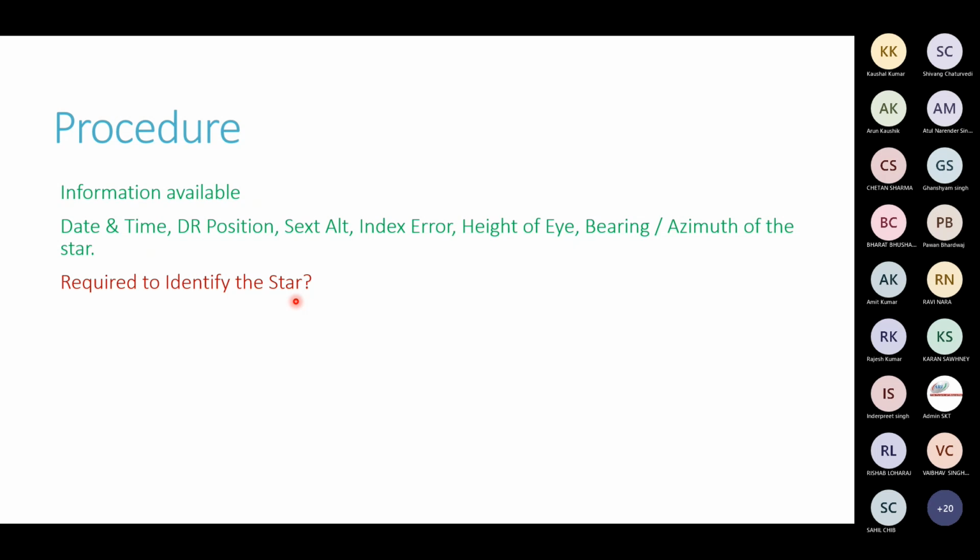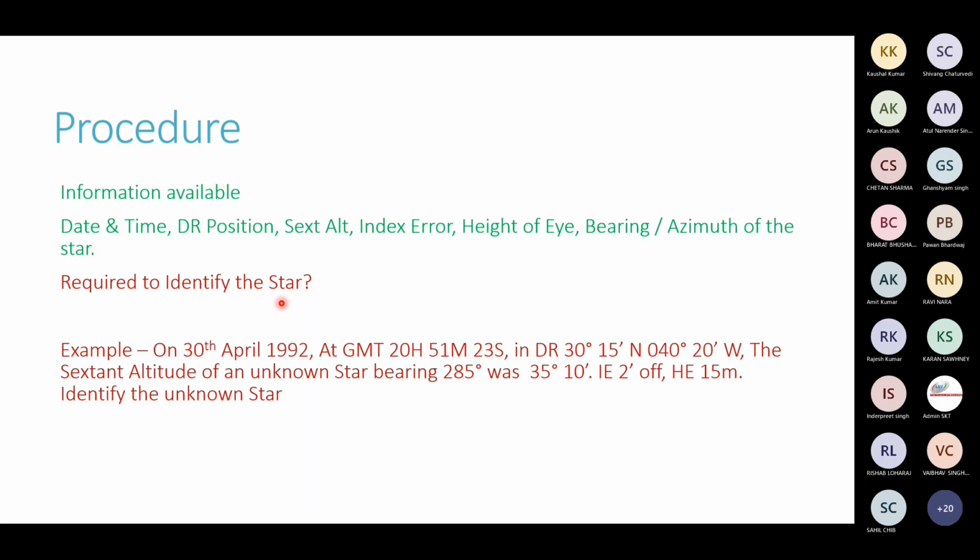So let me give you a practical example of a question based on star identification. We will use the rational horizon diagram to understand the method or procedure with which a star can be identified. We have an example now on the screen. On 30th April 1992, the date and time is given to you as GMT 20 hours 51 minutes 23 seconds.